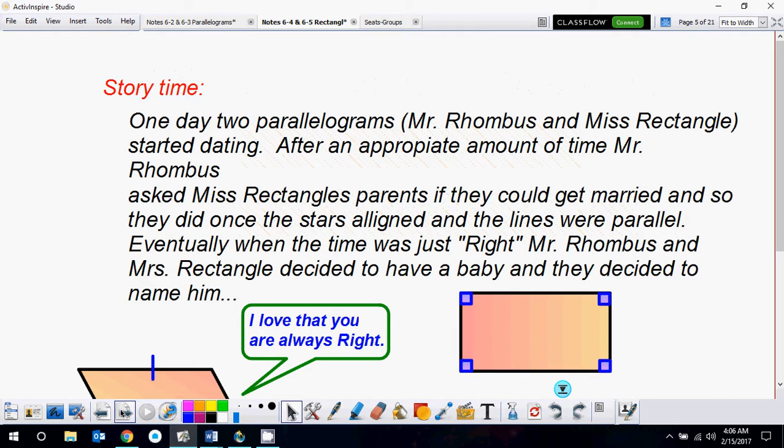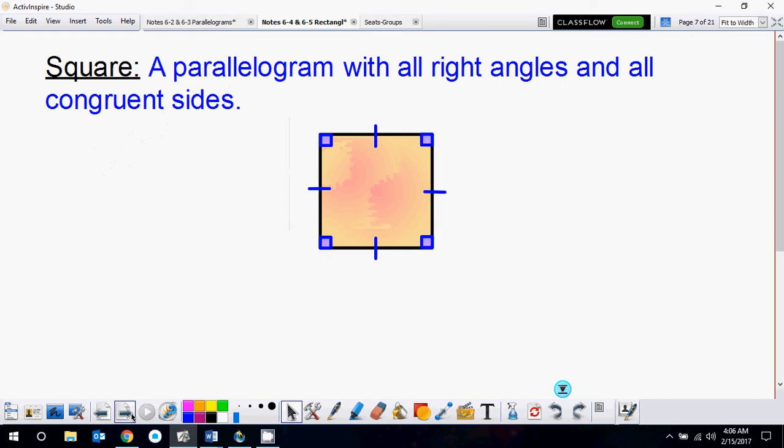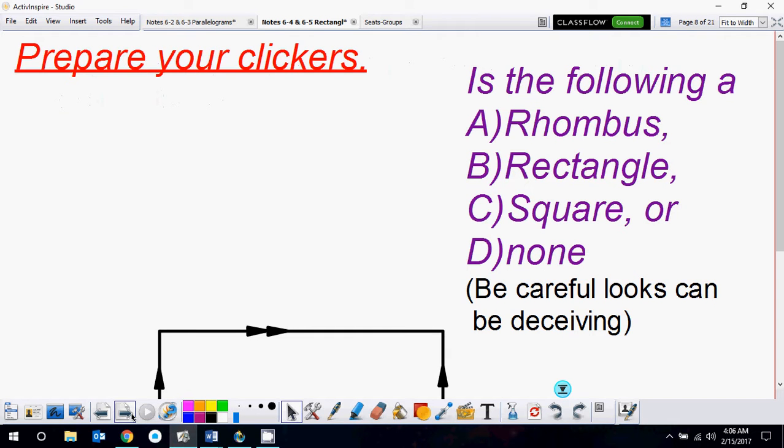Hopefully you enjoyed the story about how we got square. So what's special about a square is it has the properties of both of its parents. So it has the properties of both a rhombus and a rectangle. So it has all right angles and all congruent sides. And we'll actually get to the rest of this next time.